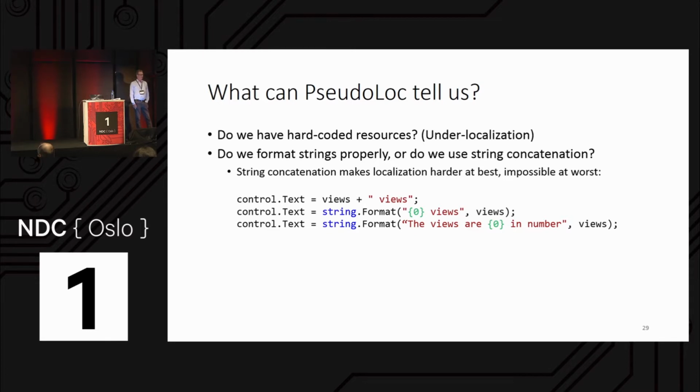Do we format strings properly, or do we do token pasting or string concatenation? If you look at the code sample here, the first one concatenates a number with the trailing string, and that can be localized in some languages, but almost certainly not in all. Whereas if you do it properly with a formatting string with a placeholder, then you can easily change the order of things. You can have words before, after, whatever.